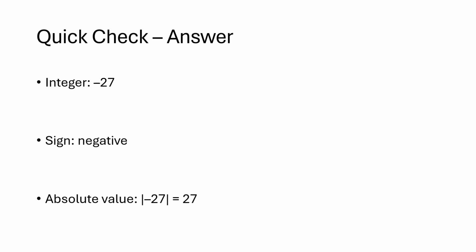Here's the answer to the quick check. The integer is negative 27. Its sign is negative and the absolute value of negative 27 is 27. If you got this correct, you're right on track.